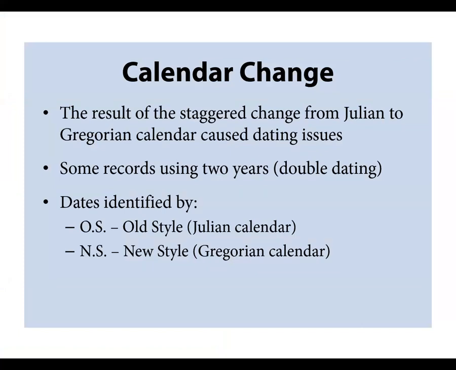The result of the change from the Julian to the Gregorian calendar does cause quite a few dating issues. And in some records, you will see records using 2 years, double dating, which we will address a little later on in today's talk. The other thing you may find is the year followed by either an abbreviation OS for Old Style, which translates to the Julian calendar, or NS for New Style, which meant the Gregorian calendar.